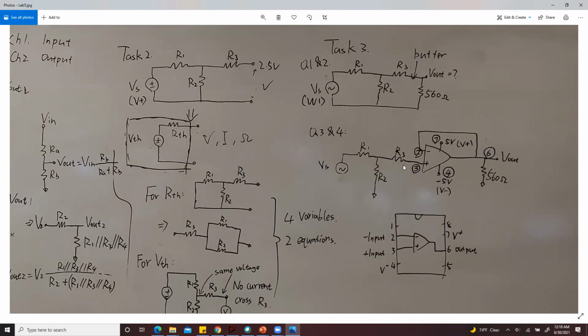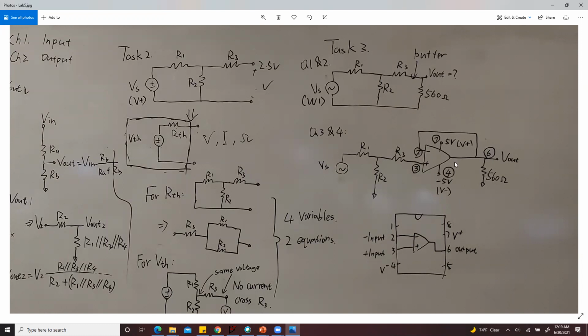First of all, after we build the equivalent circuit, we can start to build the buffer. The input of the buffer is connected to R3. We connect R3 to the positive input, which is pin 3, as I labeled. Then the negative input of the op amp is connected to the output. The negative input is pin 2 and the output is pin 6, which means you want to connect pin 2 to pin 6.